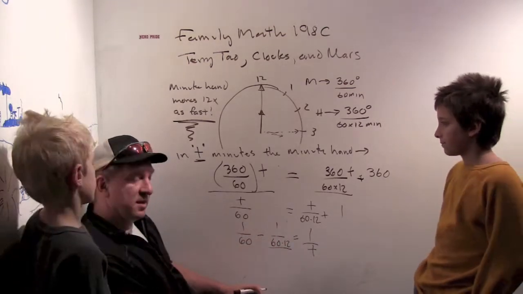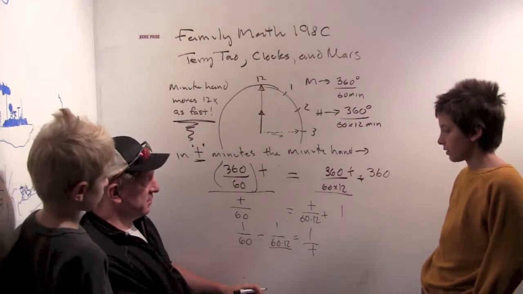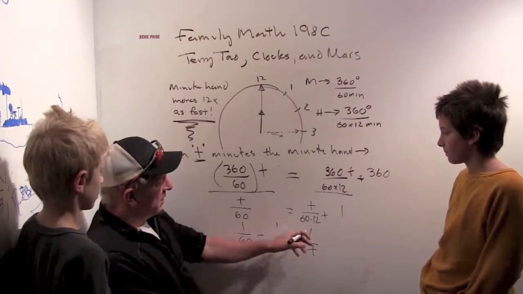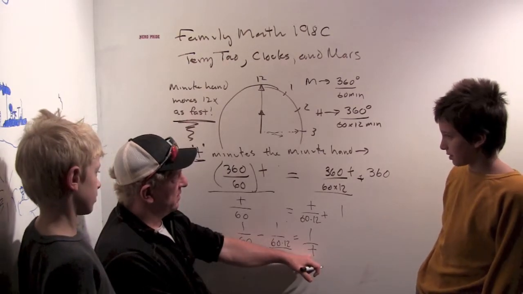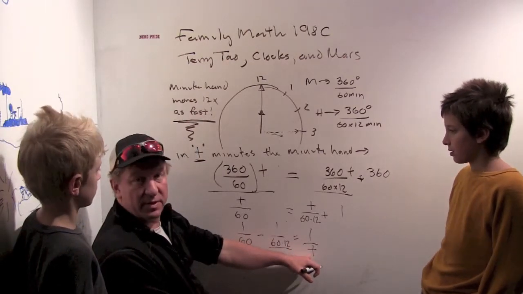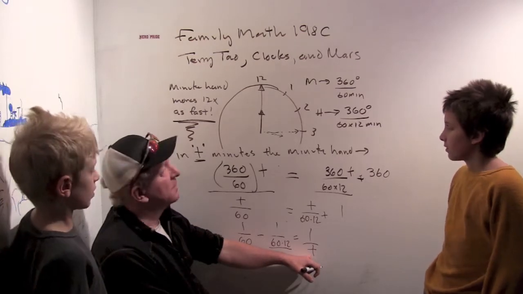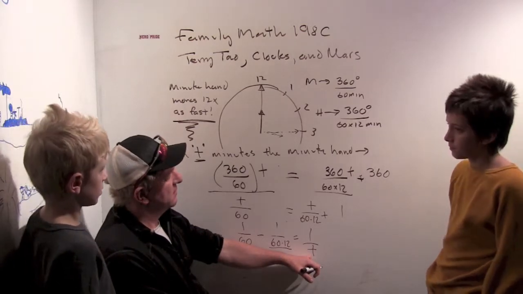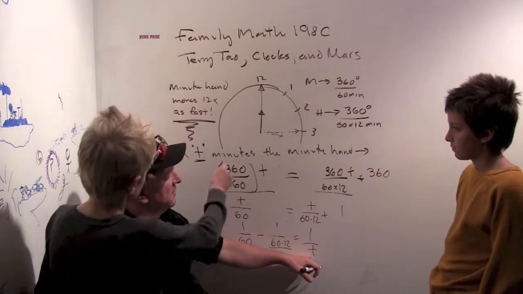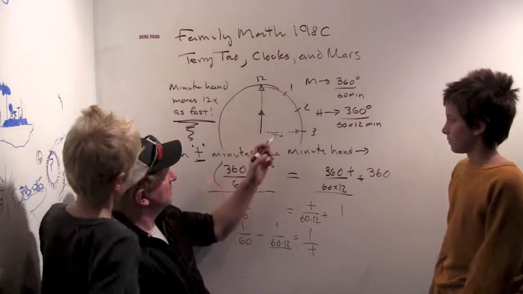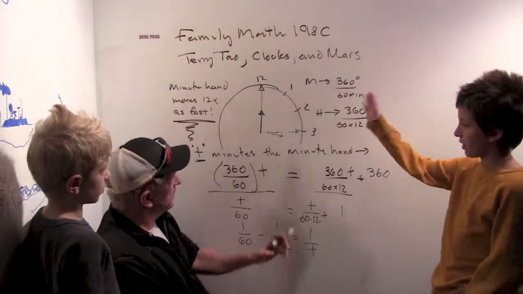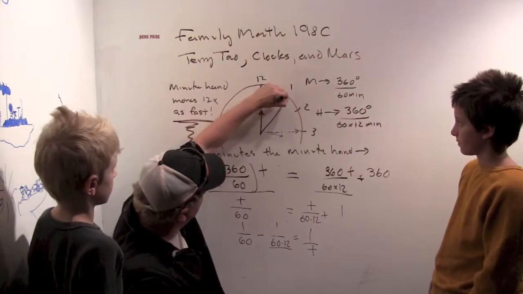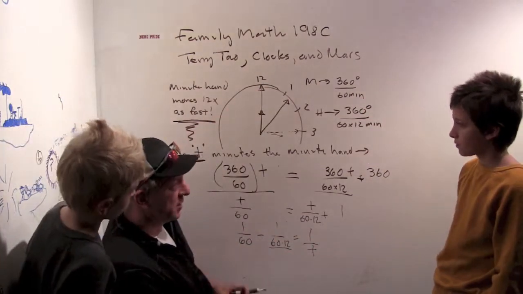What takes 60 times 12 minutes to go around? The hour hand. And what time were we measuring here? What was special about the time we're measuring? What happened at the time we're measuring here? The minute hand and hour hand are on top of each other. Okay, now let's solve this equation.